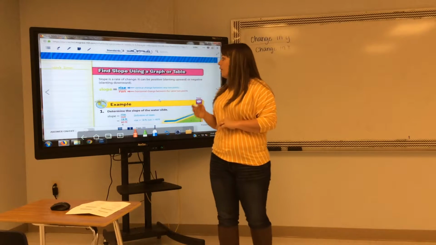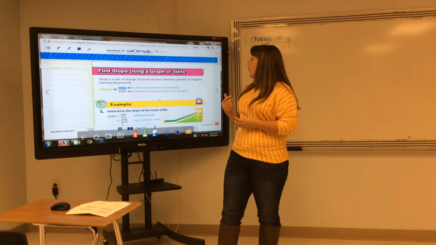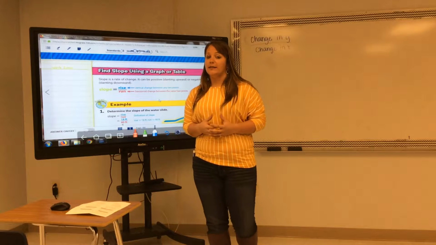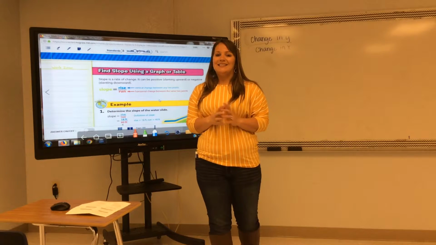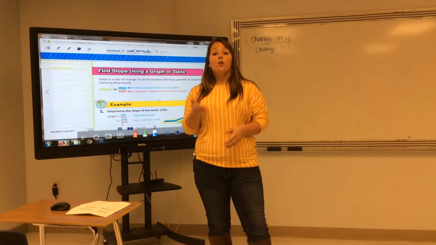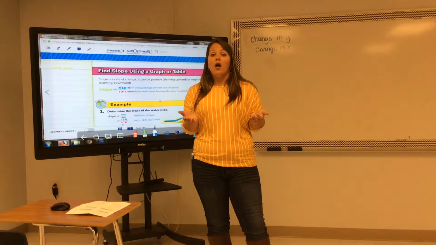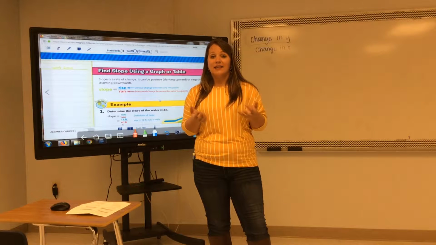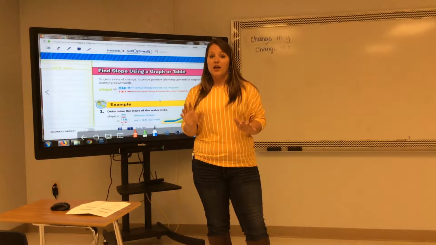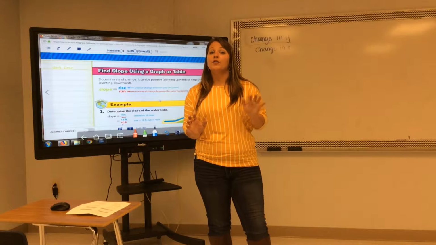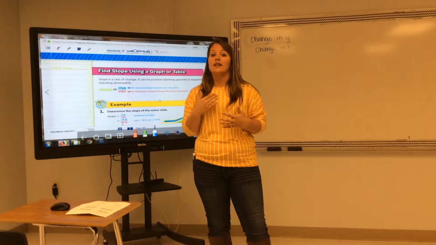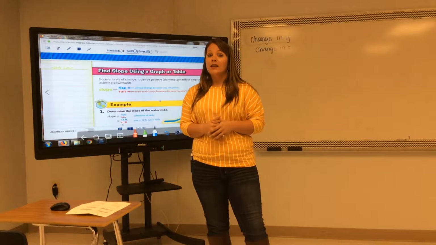Chapter 3, Lesson 2 is over finding slope using a graph or a table. This is just an extension from yesterday's lesson. Part of it will be exactly the same as what you did yesterday because yesterday we found the constant rate of change. Well, constant rate of change and slope are the same exact thing. There is no difference between the two. Constant rate of change is just another word for slope. They mean the same exact thing and they are used in the same exact way.